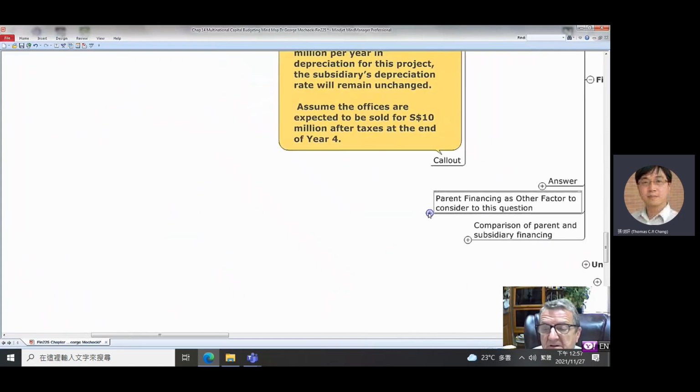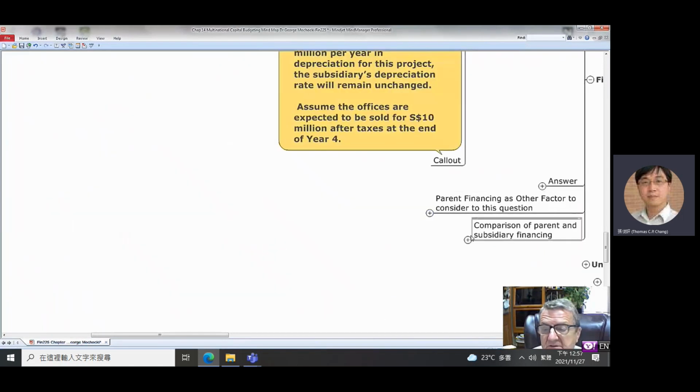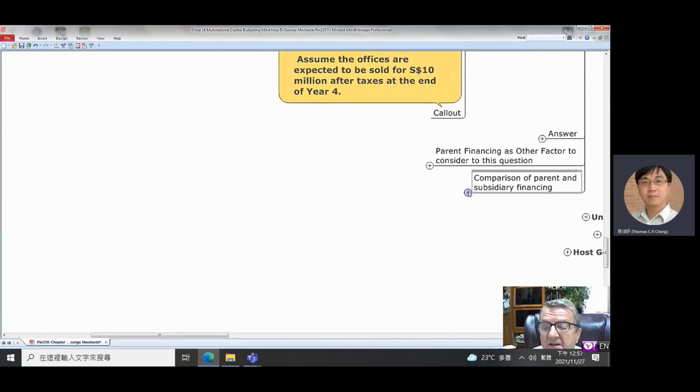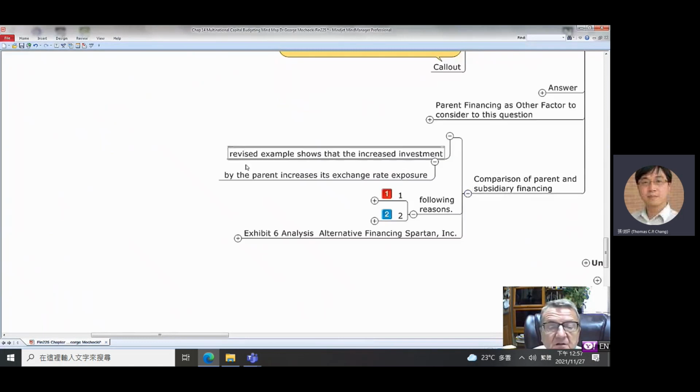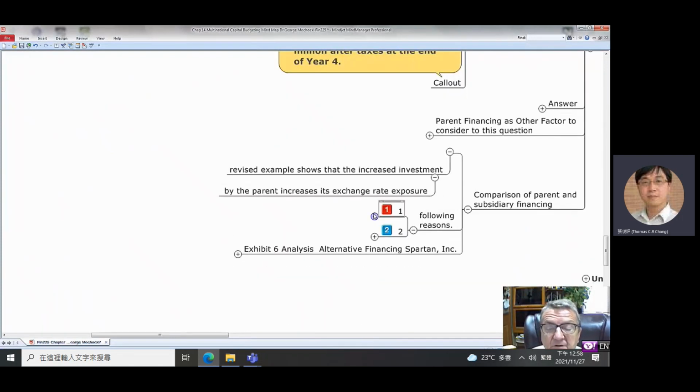Parent financing, others. We did this one. Comparison of parent and subsidiary financing. Revised examples show that the increased investment by the parent increases the exchange rate exposure, for the following reasons.